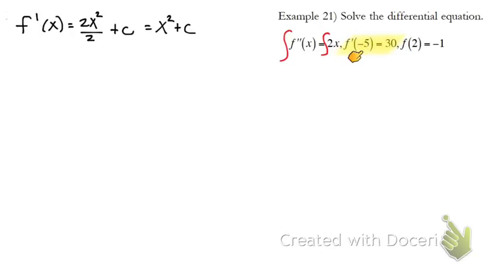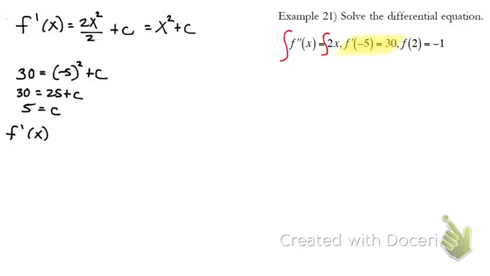Everywhere I see an x, I'm going to plug in negative 5. Everywhere I see an f prime, I'll plug in 30. So this is 30 equals negative 5 quantity squared plus c. So 30 equals 25 plus c. Therefore, c is equal to 5. And my specific solution, therefore, is f prime of x equals x squared plus 5.